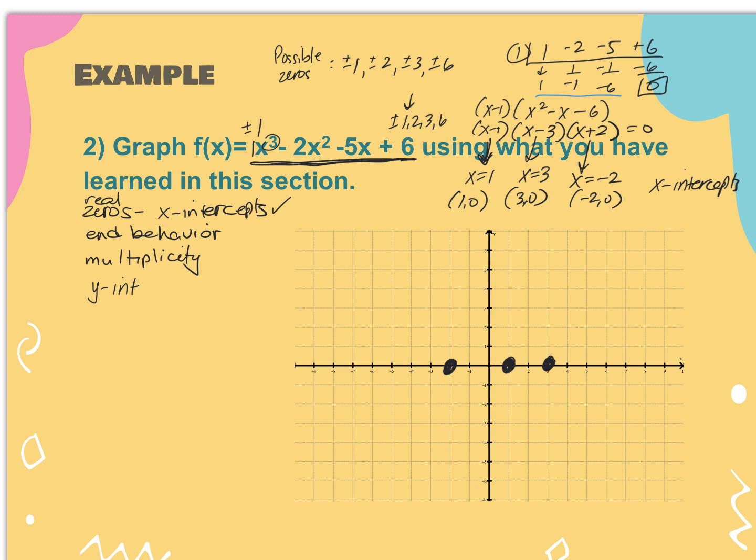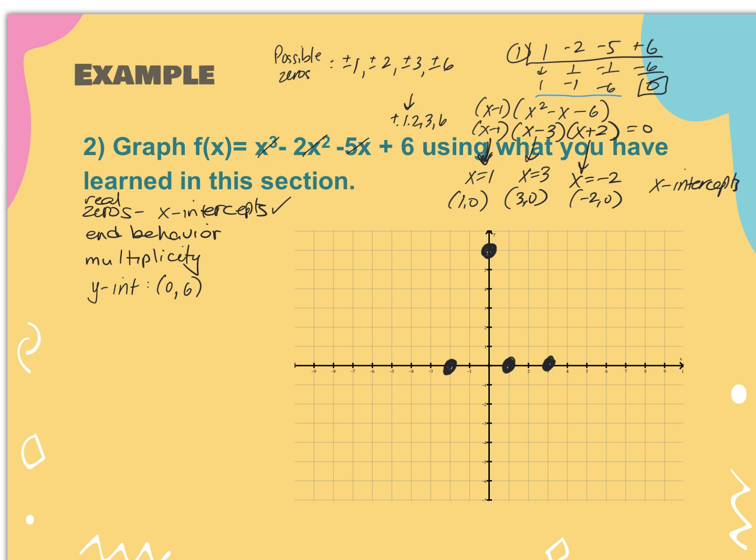And so if I go back to the original graph and I consider plugging in zero for x, when I do that, notice that all my terms are going to cancel and I'm going to be left with six. That means my y-intercept, when x is zero, y is six. 1, 2, 3, 4, 5, 6. So here's my y-intercept right there. Okay, and so again, that's another really important point.